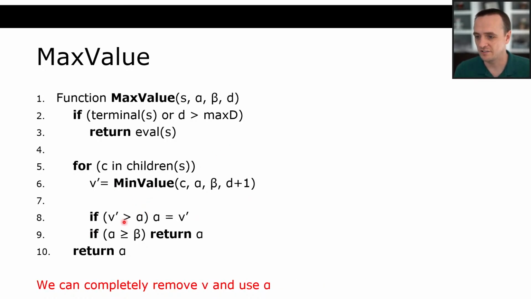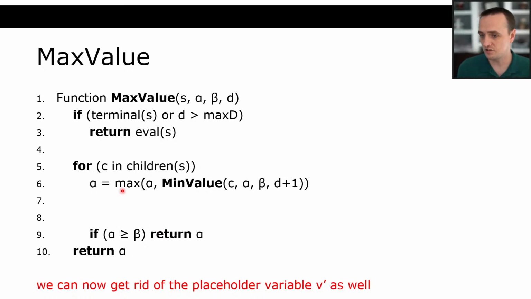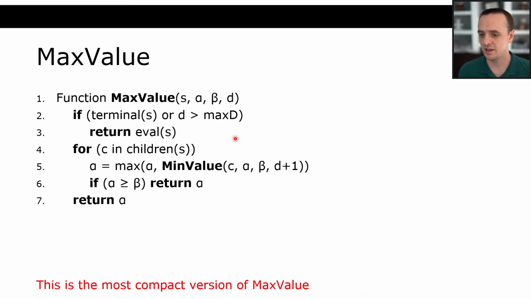So now, instead of saying V prime is equal to this, if V prime is greater than alpha, alpha equals V prime, what I'm trying to say here is that alpha should be set to the maximum of the previous alpha or the new value. So I'm just going to say that: alpha is equal to the max of the previous alpha or the new value. And then I can just delete these lines. Okay, so the exact same algorithm gives the same result, but with fewer lines of code.